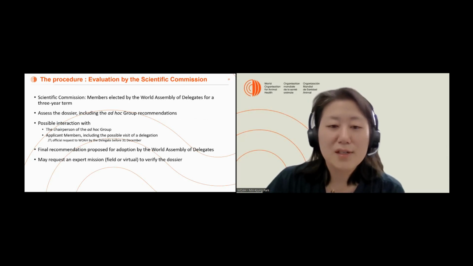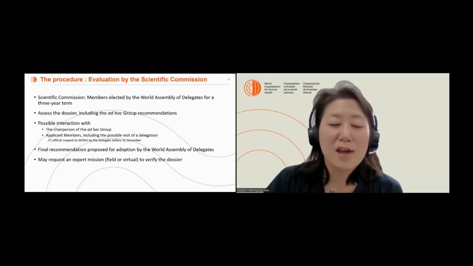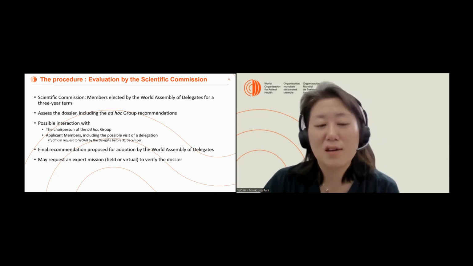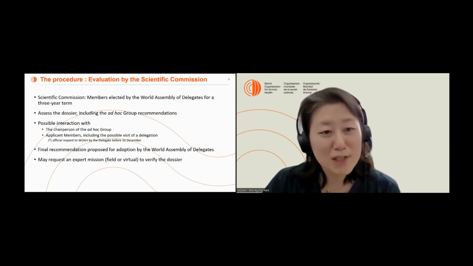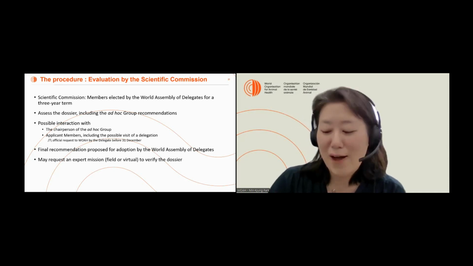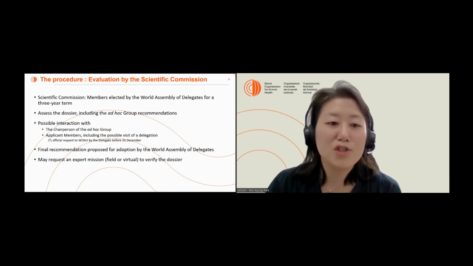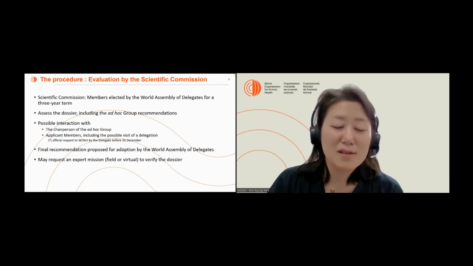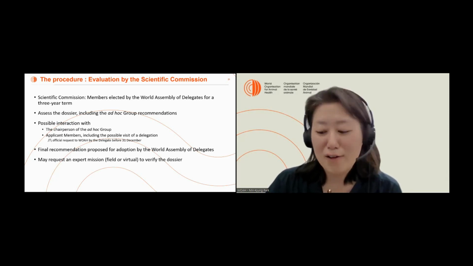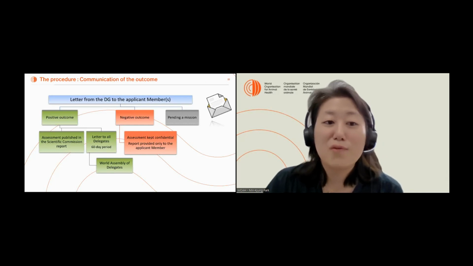So this commission is one of the 4 elected specialist commissions of WOAH, and they are assessing the dossier, including the recommendations made by the ad hoc group. And there can be possible interactions, not only with the applicant member, but also the chair of the ad hoc group that had led the evaluation prior to this report coming to the Scientific Commission. And it is the Scientific Commission that has the mandate to give the final recommendation to the World Assembly of Delegates on an outcome of an application. So in my next slide, I will explain to you the different types of outcomes.